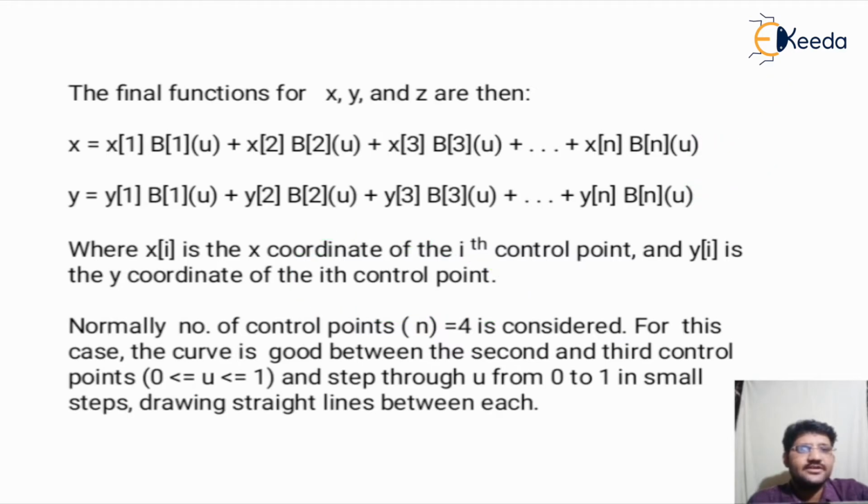In general, the number of control points n equal to 4 is considered, and for n equal to 4 the curve is good between the second and third control points when u lies between 0 and 1, and we step through u from 0 to 1 in small steps, drawing straight lines between each.